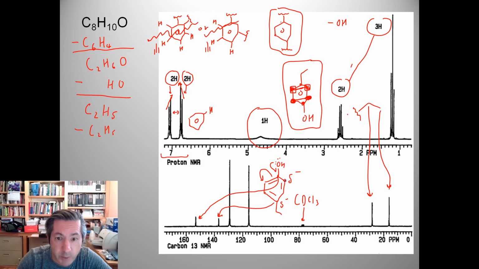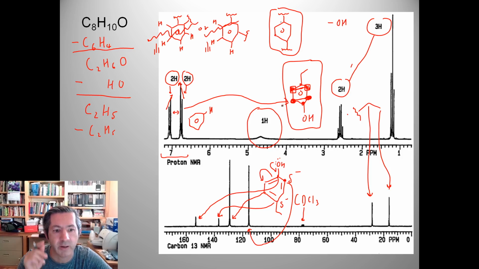This signal has a partial negative, which is shielded. Has to be this one. And that leaves just that signal right there. So we can definitively assign which carbon goes with which signal. Same thing up here. This doublet right here has to be the one that's closer to the hydroxy group, because you can put a full negative charge on that carbon. So we have dissected this spectrum as much as possible.